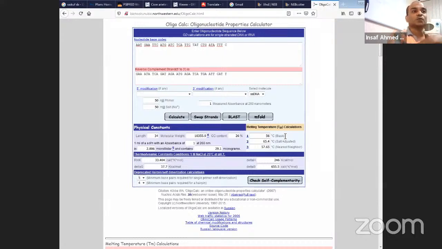So in that case, what do you have to do? You have to increase the length further, because if you are having the TM 56 degrees centigrade, you are going to perform your PCR at 50 degrees centigrade. And at 50 degrees centigrade, you are having very high chances to get non-specific amplification. So that is the reason it is better to take some more nucleotides before proceeding with this.